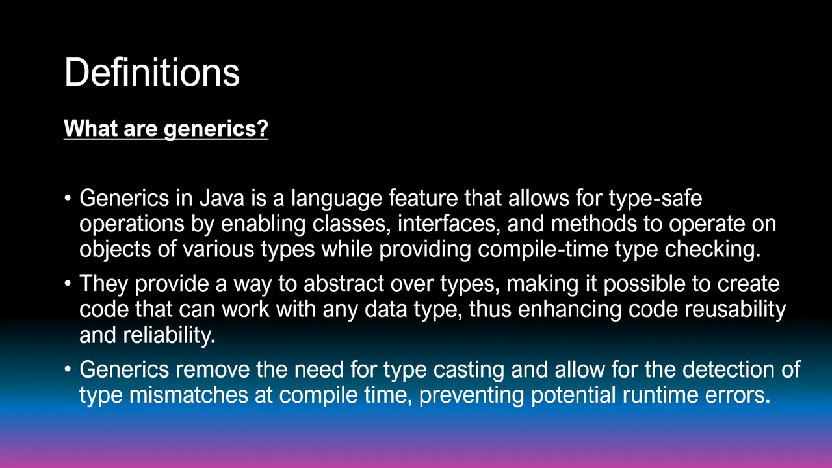They provide a way to abstract over types, which makes it possible to create code that can work with any data type. Again, that means thinking about objects that deal with strings, floats, doubles, or creating your own object that has its own set of attributes and methods. Imagine that you can have a system that allows you to operate on an object of multiple data types. That's the idea behind generics. Generics remove the need for typecasting and allow for the detection of type mismatches at compile time. And it just prevents potential runtime errors or things that would make your program crash.